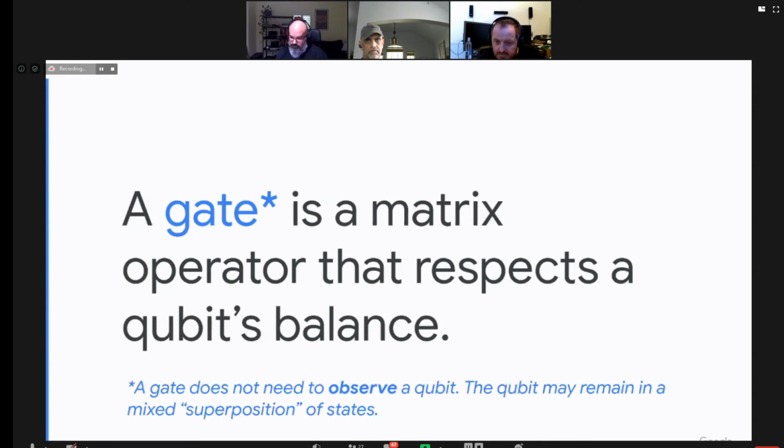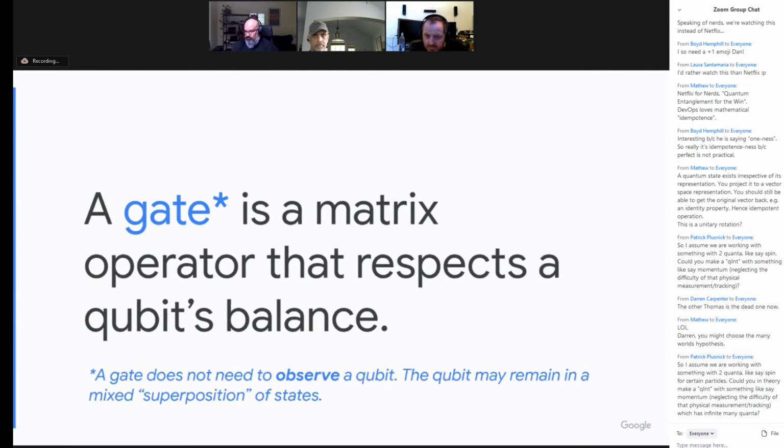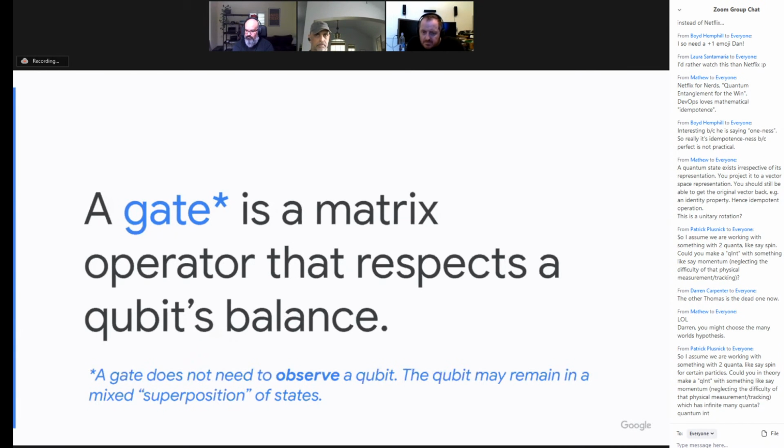Perfect. Okay, so we assume that we're working with something with two quanta, spin for certain particles. Could you, in theory, make a bit with something like momentum, neglecting the difficulty of physical measurement, that has infinitely many quanta? If I understand the question right, could you make a qubit which has infinitely many quanta? A quantum integer.